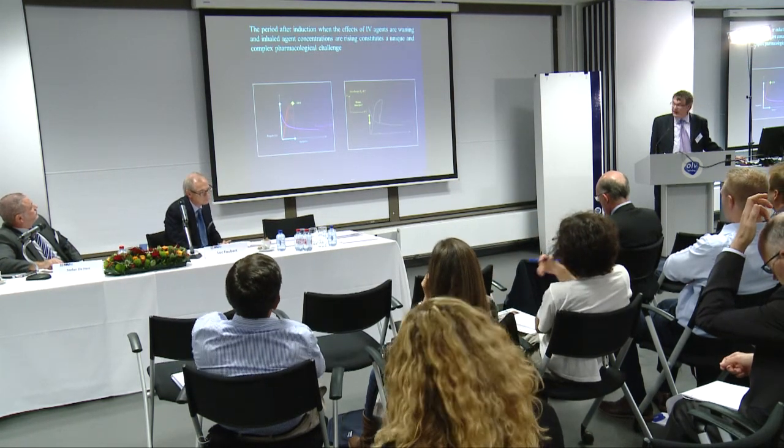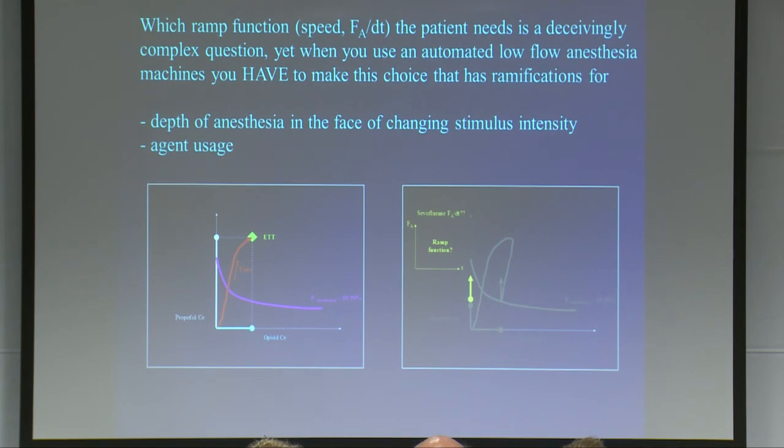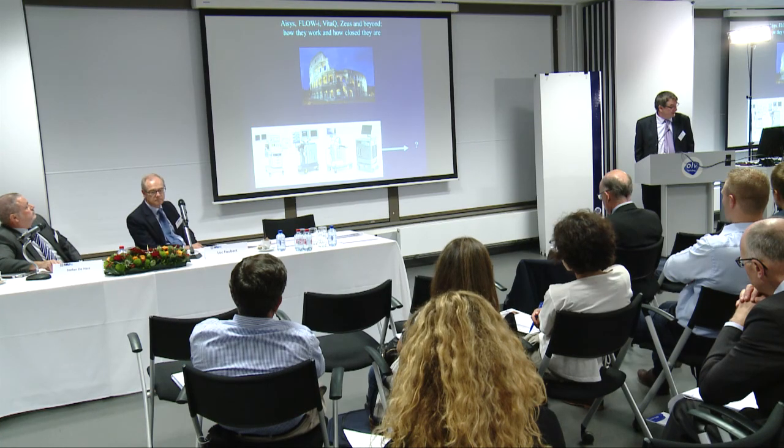So, again, the period after induction, when the effects of IV agents are waning and inhaled anesthetic concentrations are rising, constitutes a unique and complex pharmacological challenge. If you use an automated low-flow anesthesia machine, you have to choose a number, and it has implications with regard to depth of anesthesia and agent usage. Again, these are all beautiful machines. They all reduce agent usage to a great extent. There are different ways to roam, and I look forward to a further extension of the family.